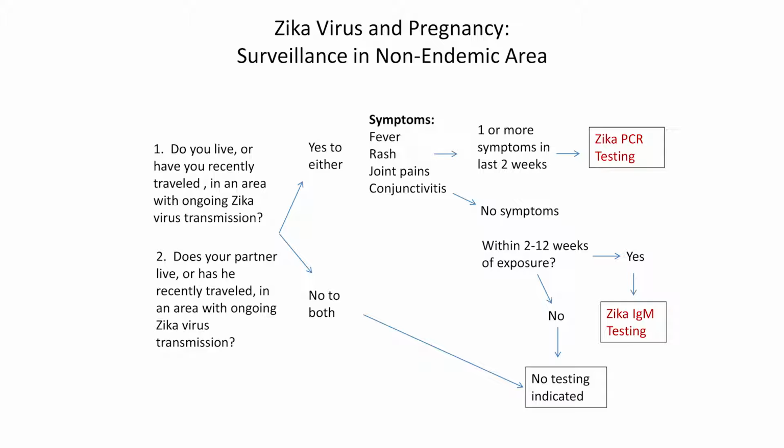But if either the patient or her partner has traveled to an area where there's Zika virus, then you have to screen for symptoms. You say, in the past 2 weeks, have you had fever, rash, joint pains, or conjunctivitis? If yes, you have to test for Zika PCR. If the patient has had no symptoms in the past 2 weeks, then you say, well, did you have this exposure in the past 3 months? If yes, even if they don't have any symptoms, you have to send for Zika IgM antibody. So that's very important.